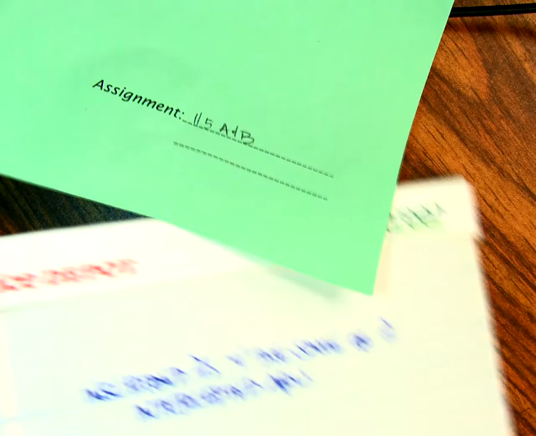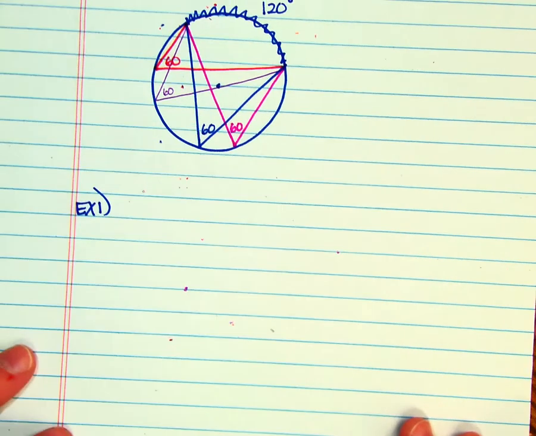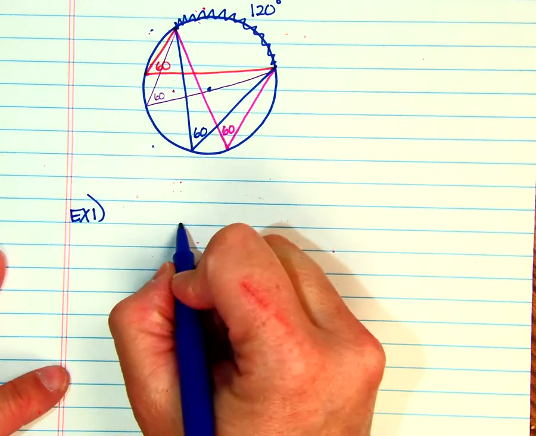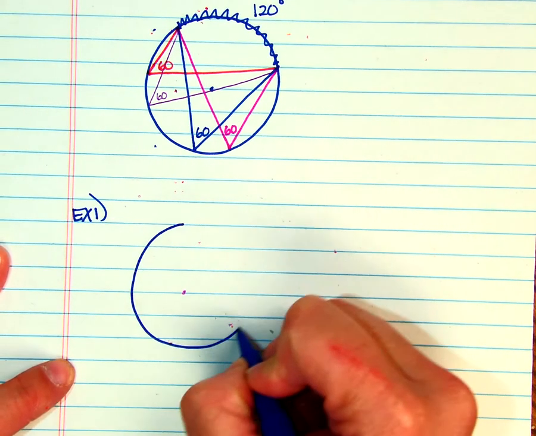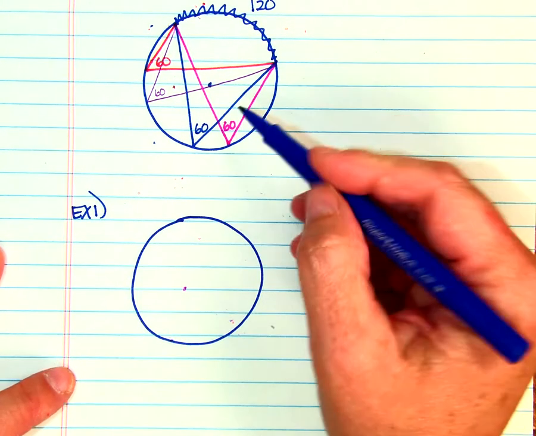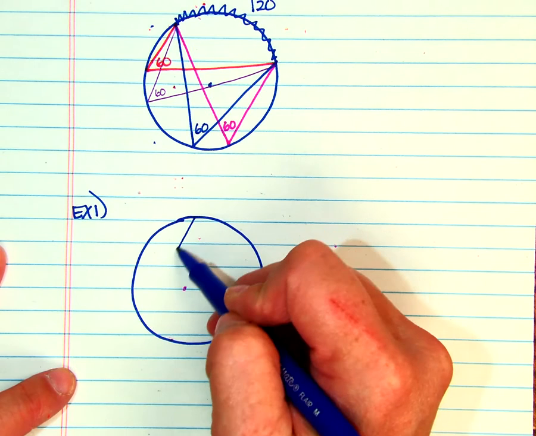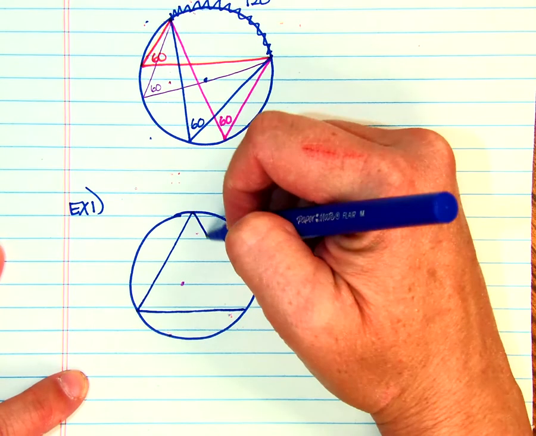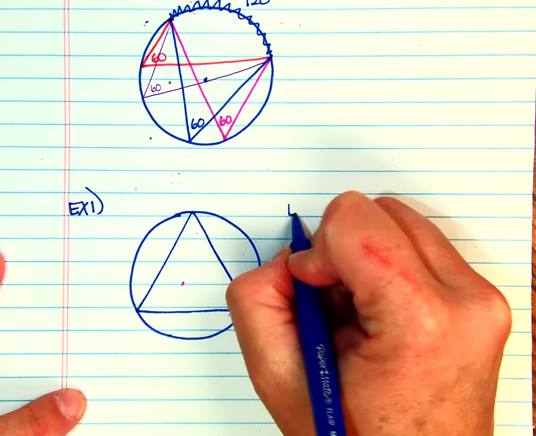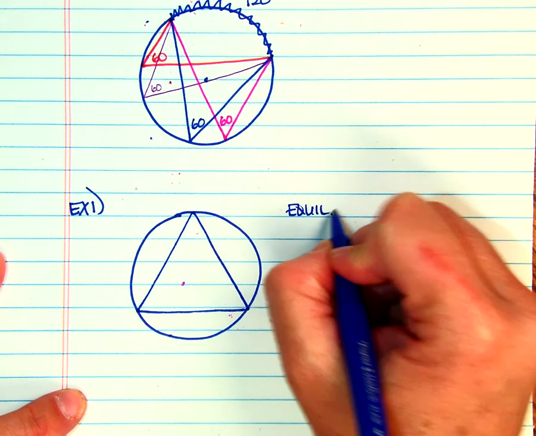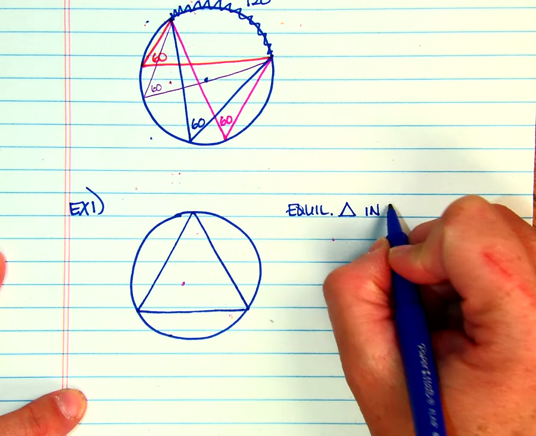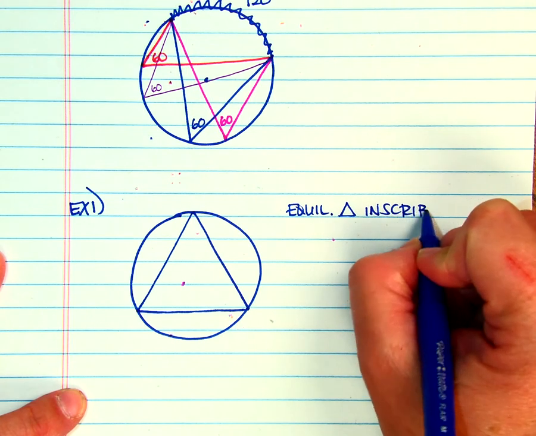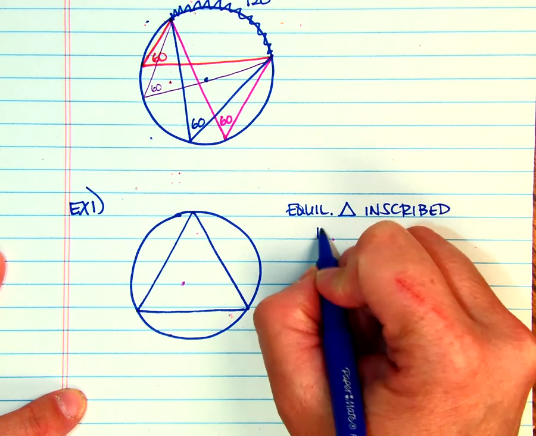Okay, so we're going to do this example. And I like this example because it is taking what you already know, like your past knowledge, and applying it and proving this. So we are going to draw an equilateral triangle. Okay, so we have an equilateral triangle inscribed in a circle.